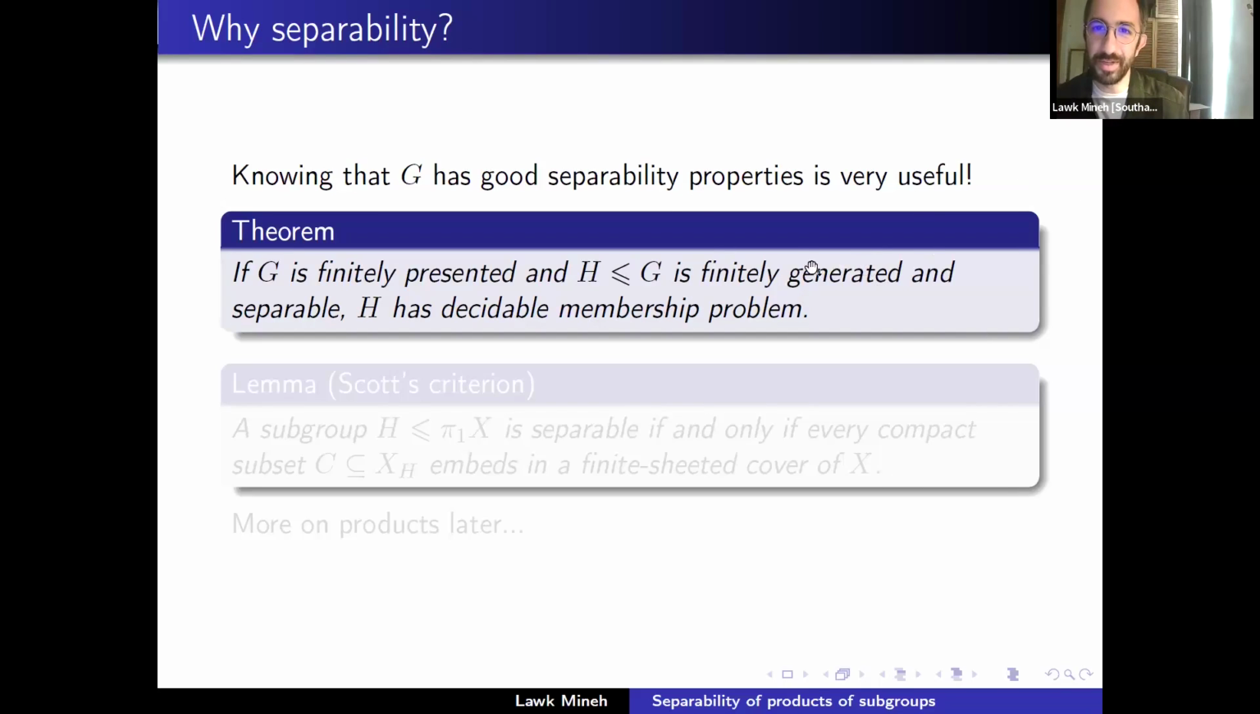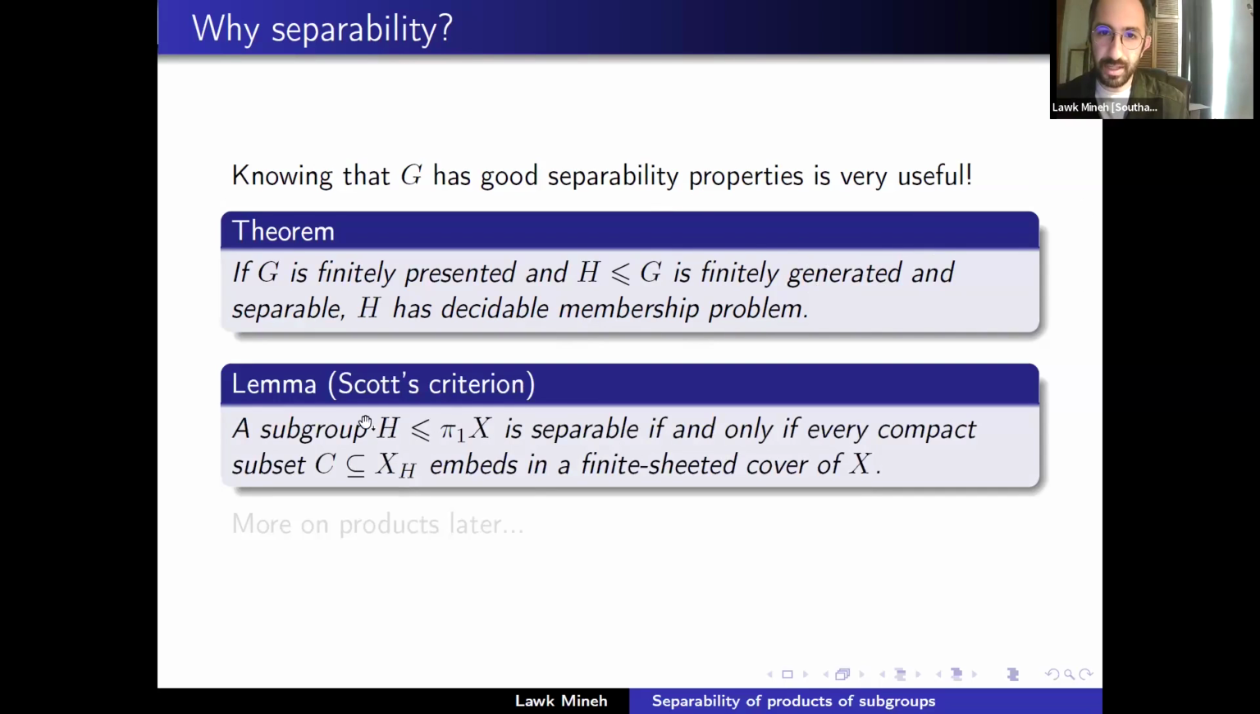This is an example of a nice way you can use separability to get some consequences. On the more geometrical side, we have a lemma, I guess, a reformulation of separability geometrically. So imagine we start with a complex X, and we're looking at a subgroup H of the fundamental group of X. Now there's a cover of X corresponding to the subgroup. This is just algebraic topology.